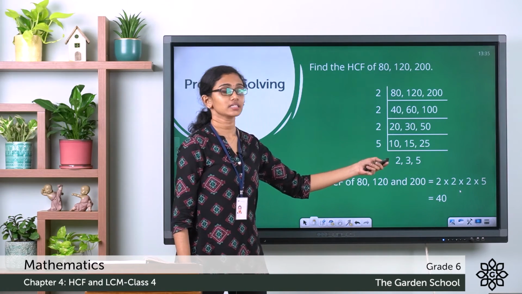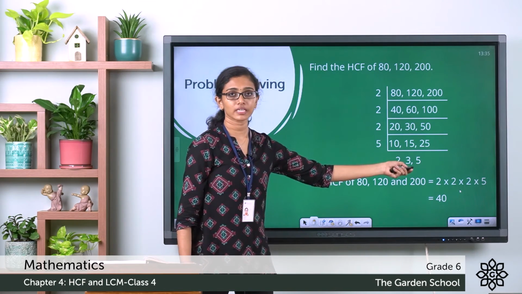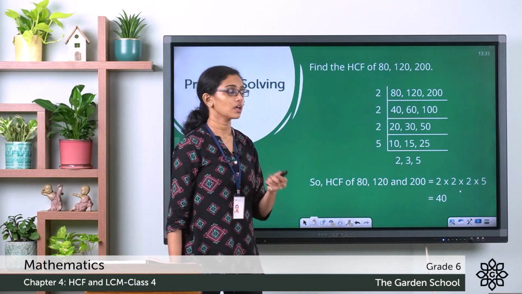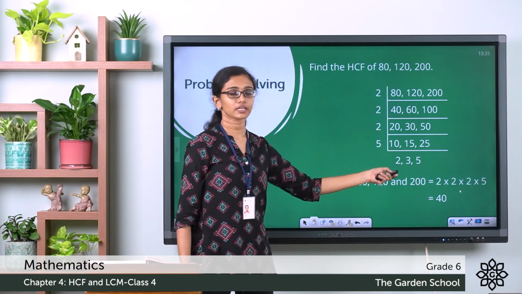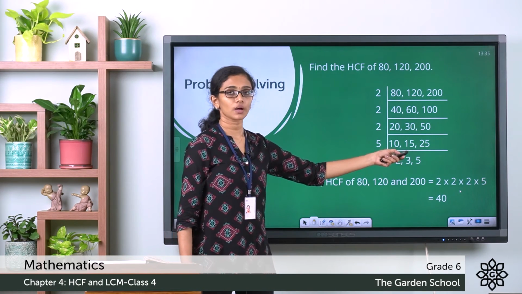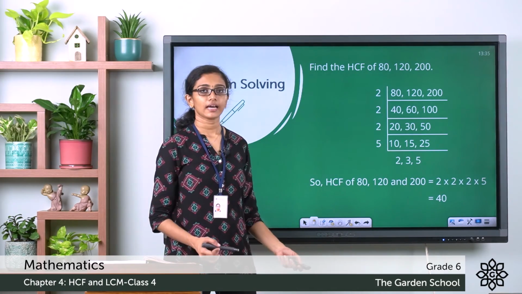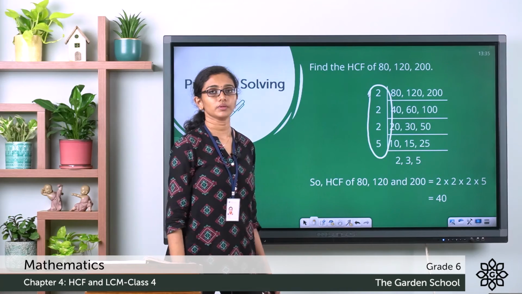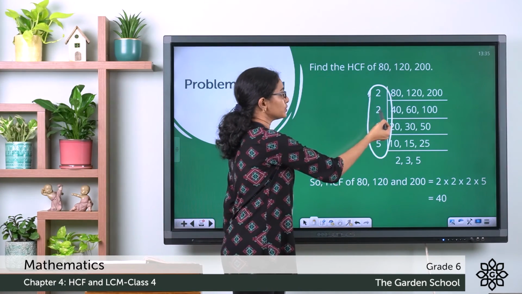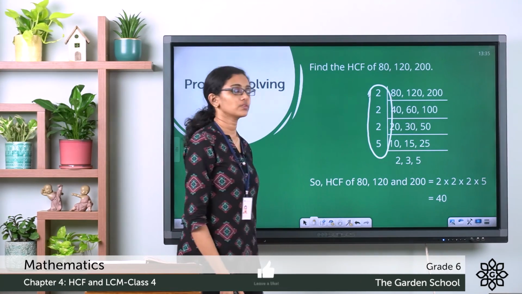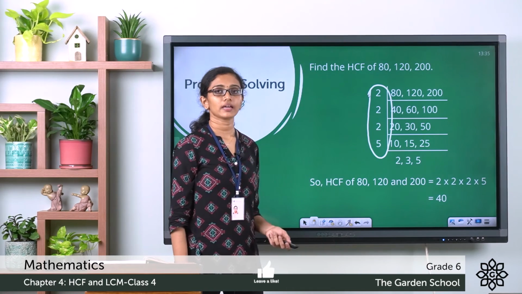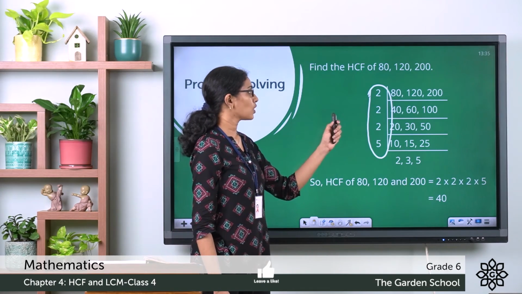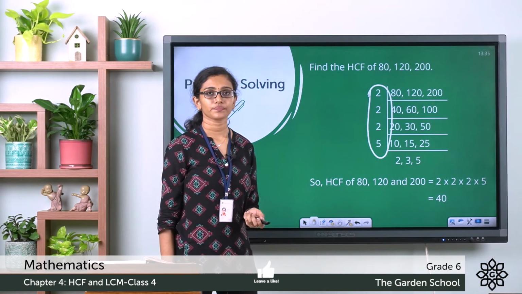Do you think that it's possible to divide these numbers again with a prime factor? No, there are no common prime factors for these numbers. So that's why we stop the division right there. And then what do you have here? You have to take the product of these numbers. So that would be 2 into 2 into 2 into 5, which gives you 40. And that is the HCF of these three numbers.